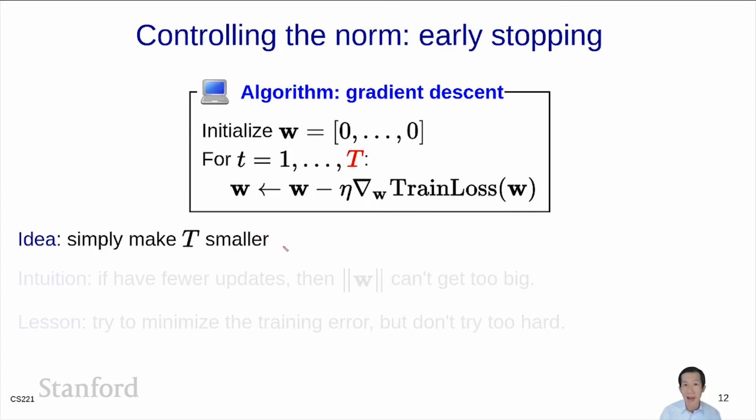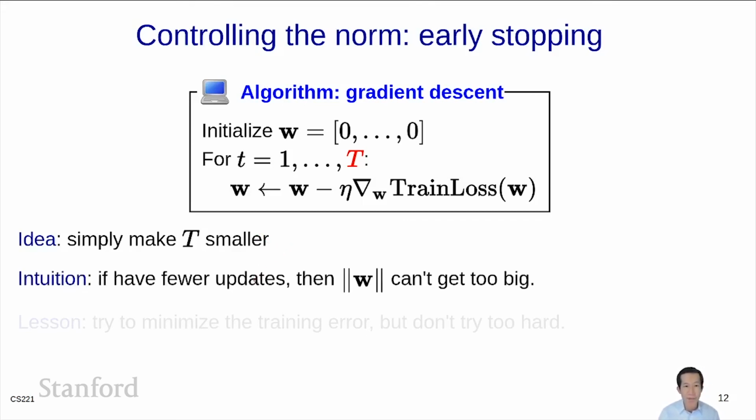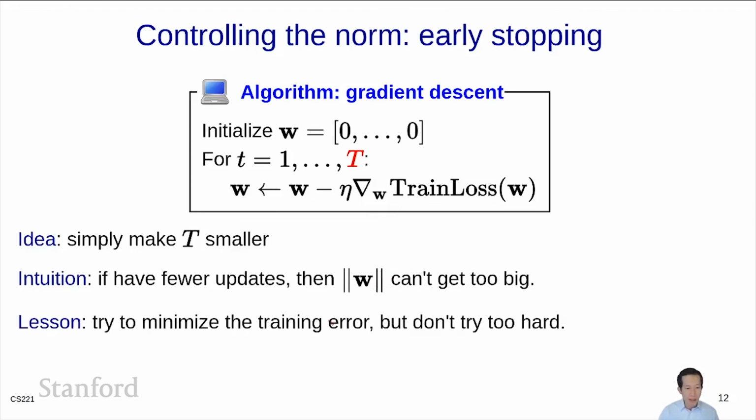So this seems like a hack. You can develop some theory about it, but the intuition is that when you start the weights at 0, that's the smallest norm. And when you update the weights over a number of iterations, the norm of w is actually going to grow. It's not obvious that this always happens, but empirically this is true generally. So by stopping gradient descent early, you're saying don't let the norm of w get too big. So the lesson here is you're trying to minimize the training error, but you're not trying too hard because you're just going to call it quits after a while.